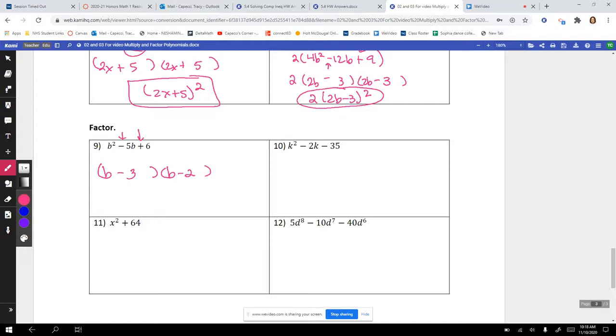Now, again, a question students often ask is, does it matter if I write b minus 3 times the quantity b minus 2? No, that's okay. You can switch the order. Just make sure whatever the sign is inside is traveling with that binomial if you happen to have different signs.